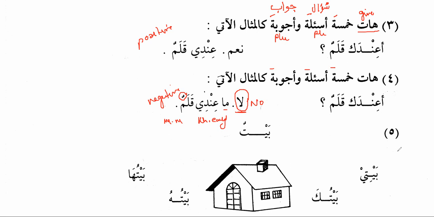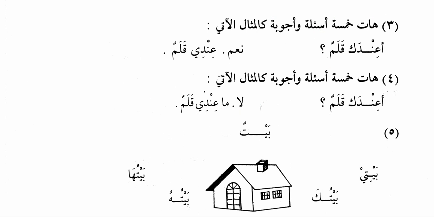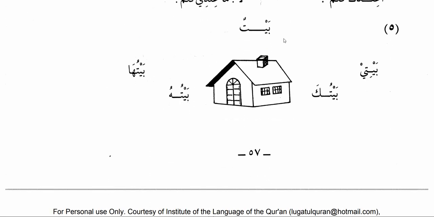So, now we move on to question number 5. In this question, we will learn to use the 4 dhamirs specially. One is from the mutakallim. The ya means my. And one is from the mukhatib, the second person. And this is the first person, mutakallim.